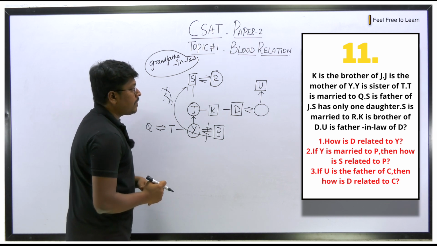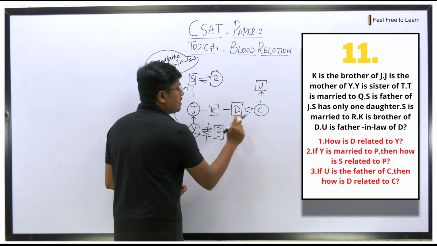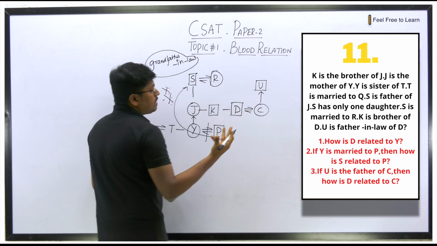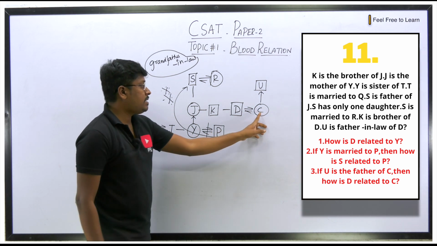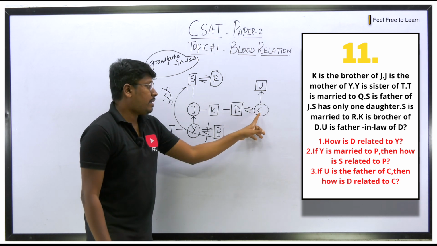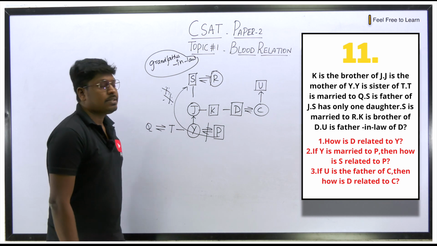So last question, if U is father of C, what are you saying? If C's father is U, right? If U is father of C, then definitely we can say that D and C will be a married couple. And then how is D related to C? So from C, the relation of D will be husband. So the answer for the question is husband. Got it?